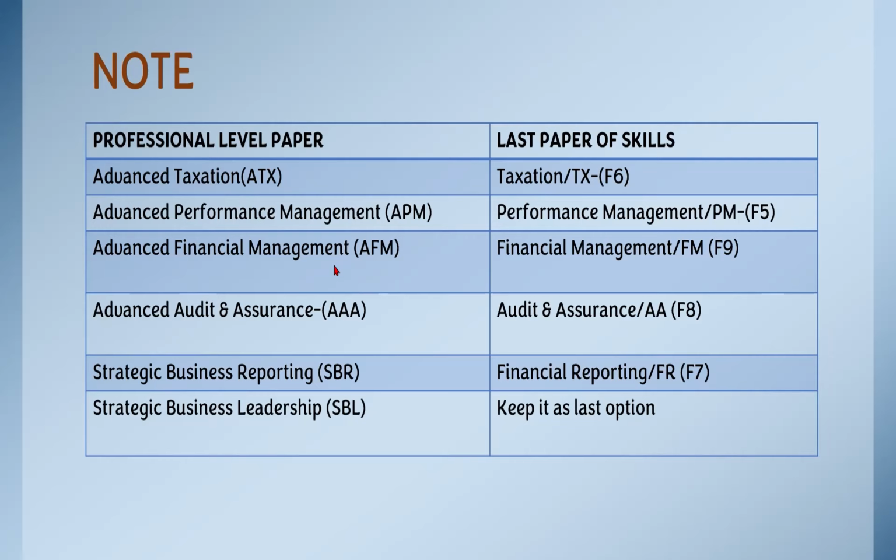And in the case of SBL, that is Strategic Business Leadership, keep this professional paper as your last option, because in this paper we need to adopt a different approach compared to the other papers. It's a different paper basically, where the pre-seen is provided earlier, so you will be provided one single case study and the questions will be asked accordingly. So this is for the last paper.